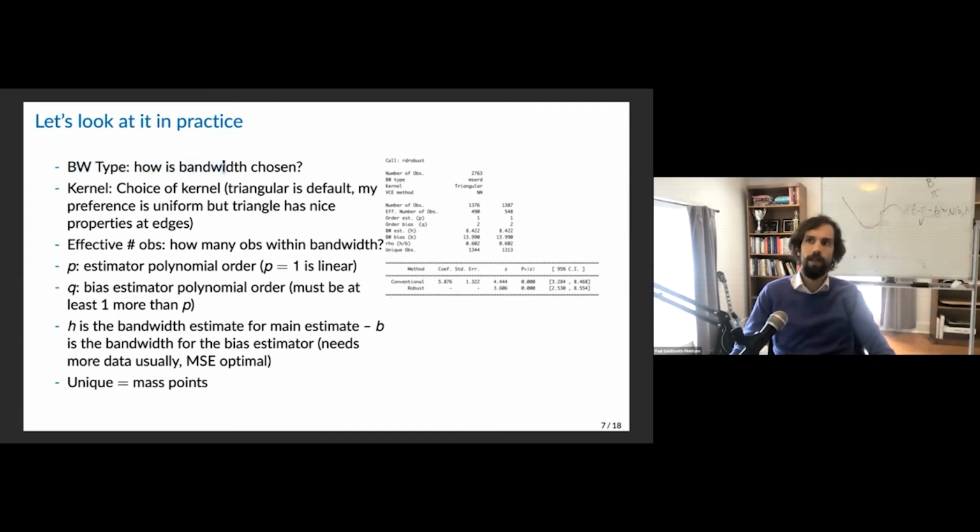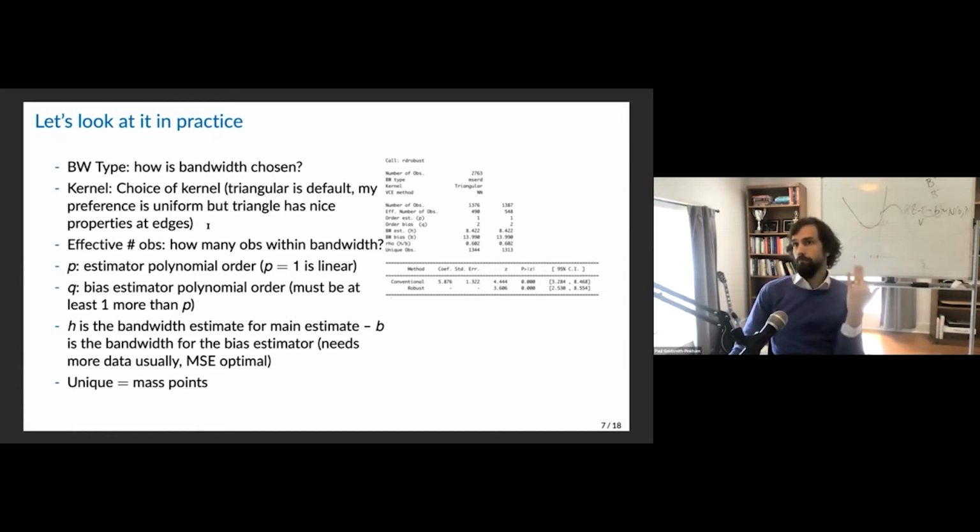So the first one is this bandwidth type. How did you choose the bandwidth? There are other choices, but this one is the default, and it's the mean squared optimal one. So you picked your bandwidth to be mean squared optimal. And hopefully that makes sense.